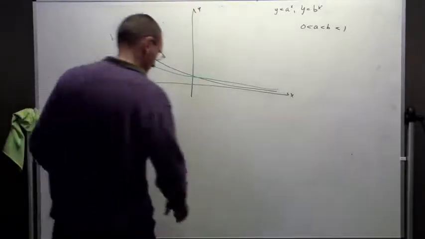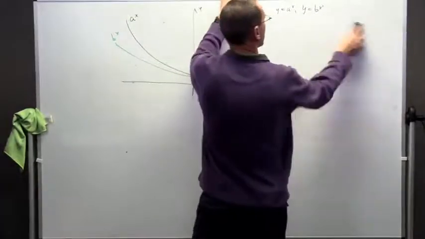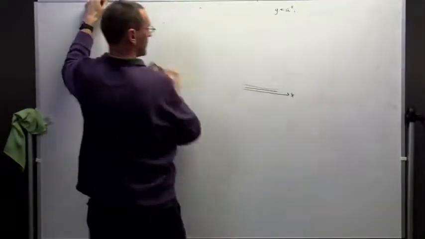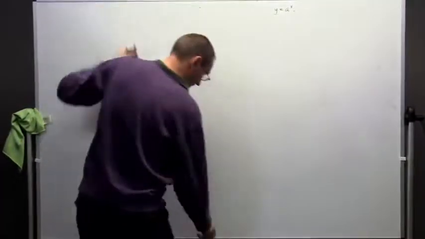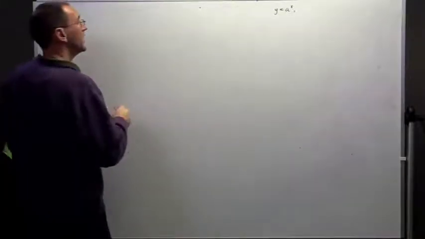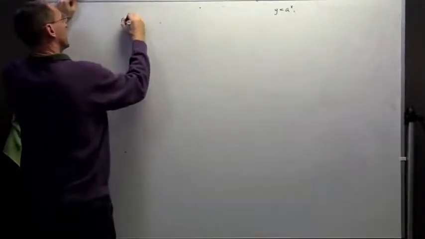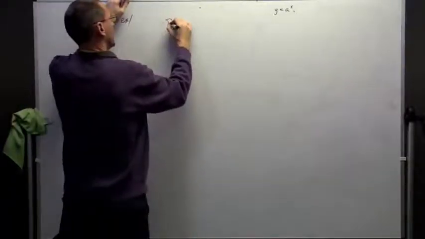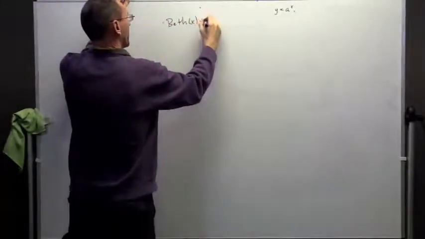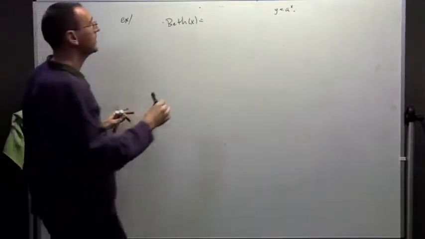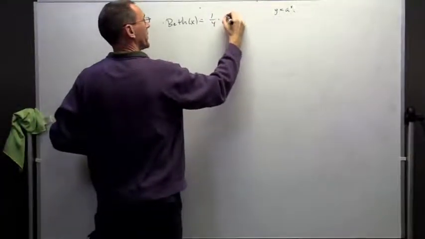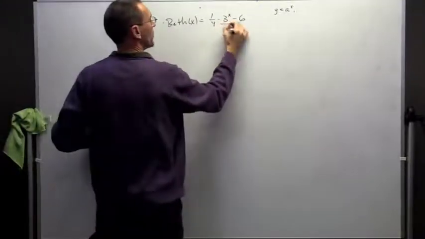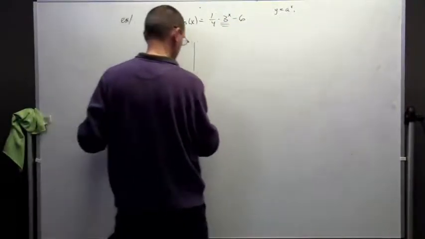Now, why are we worried about things of this form? We know how to deal with compositions and shifting and all that kind of stuff. So if I know how to deal with y equals a to the x, I can deal with a new function, we'll call it Beth. And what is Beth? Beth is 1/4 times 3 to the x, minus 6. So I know how to talk about 3 to the x.